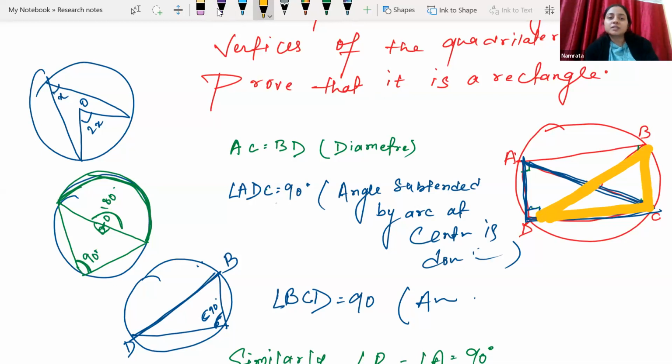The blue one and the yellow one. Let's prove that these two are congruent. Why? Then we will be able to say AD is equal to BC by CPCT. So I want to take triangle ADC and triangle BCD.